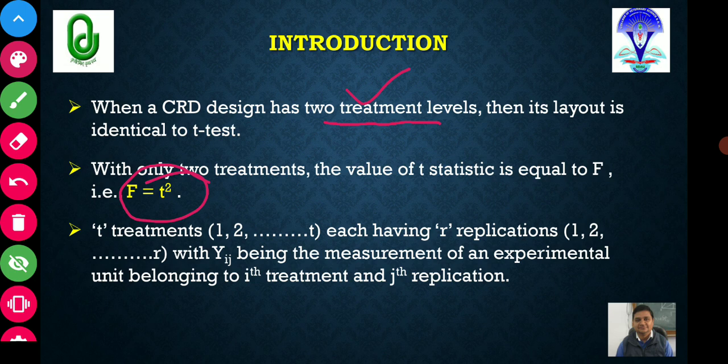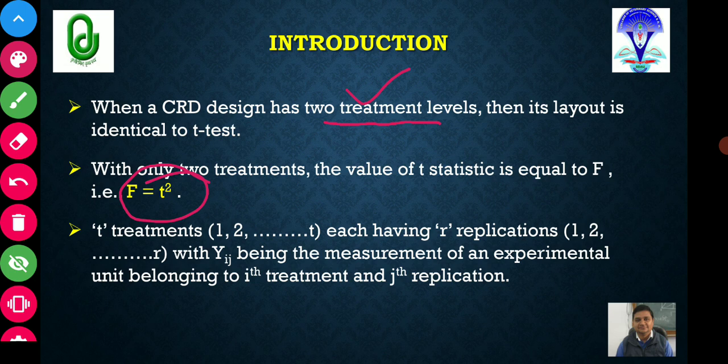So now you see the layout. We will discuss the layouts in more detail. Suppose you are having t treatments. T treatments means 1, 2, 3, 4, 5 up to t. And each treatment is having r replications. Each treatment, you have to remember it, is having r replications. That means treatment number 1 is applied to the first animal, second animal, third animal, and up to the rth animal.